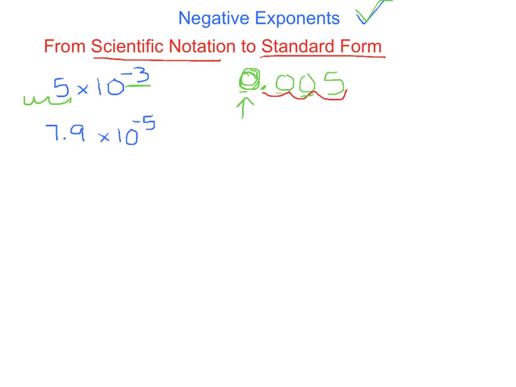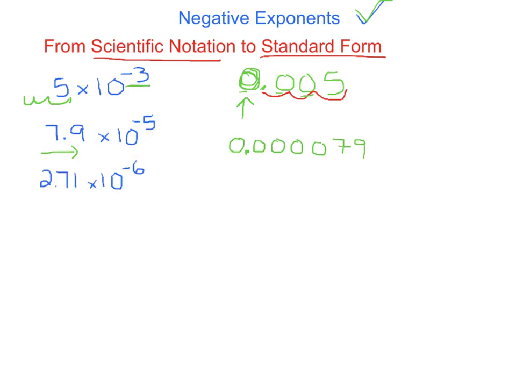So now we have 7.9 times 10 to the negative 5. That means that you move the decimal to the left 5 times, but it also means that you have 5 zeros. But you can only count 5 zeros if you put the decimal in between the first 2, and then you can write the numbers that you have in order, so 7, 9.